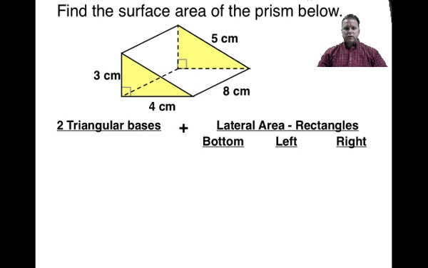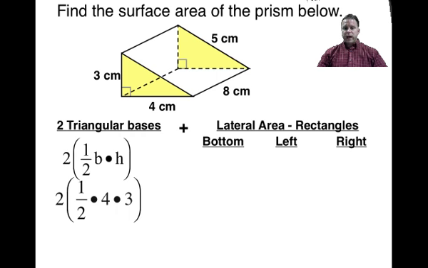So we'll start with the triangles. We have 1/2 base times height, and again, we have 2 triangles, so we'll multiply it by 2. So 2 times 1/2 times 4 times 3. That basically cancels out, and we end up with 12. Then we need to do our bottom. Our bottom is right there, and what are the dimensions of the bottom? Hopefully you're saying 8 times 4. That's 32.